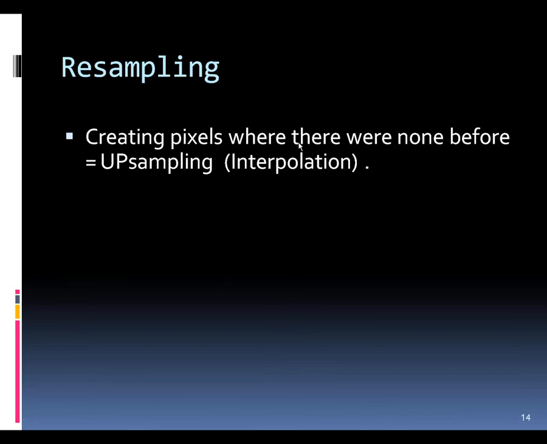When you create pixels where there were none before, that means upsampling, and another term for it is interpolation. Now, I showed you on our mountain picture what interpolation does. It adds lots of pixels, and it's not always a good thing. It is usually best not to interpolate, and unfortunately, I think this is something that happens very often.